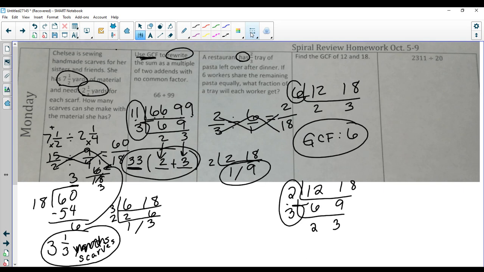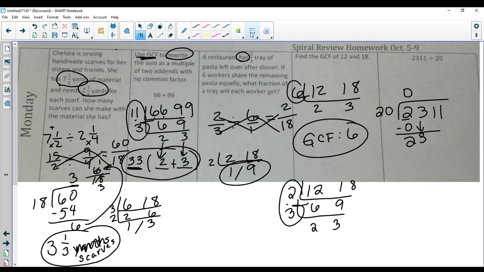Okay? All right, we've got 2,311 divided by 20. Long division. Woo. All right, yay, right? 2,311 divided by 20. We're doing all this together today. Tomorrow, you're going to start doing part of it by yourself. So, how many times will 20 go into 2? 0 times. 0 times 20 is? 0.